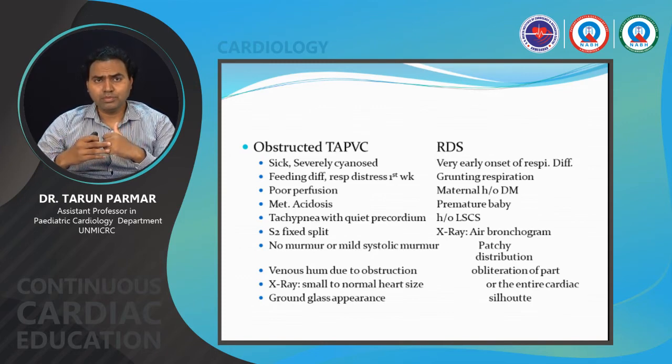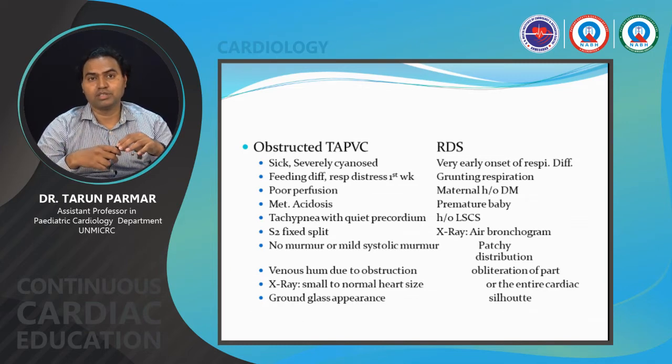So clinically, what you can see in an obstructed TAPVC patient is sick, severely cyanotic, feeding difficulties, poor perfusion, metabolic acidosis, tachypnea. S2 is fixed split, with no murmur or mild systolic murmur, and venous hum may be there due to obstruction. X-ray shows normal heart size and ground glass appearance. This can happen in both situations, like ground glass appearance.